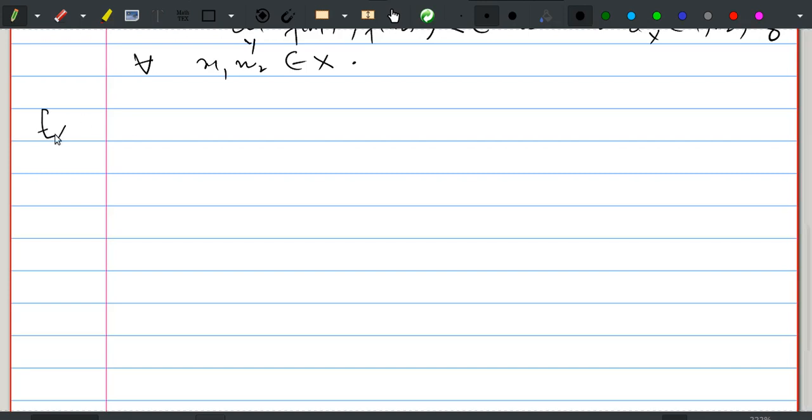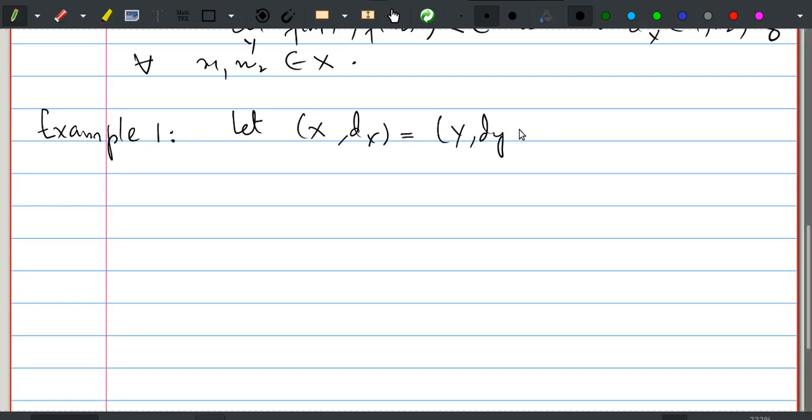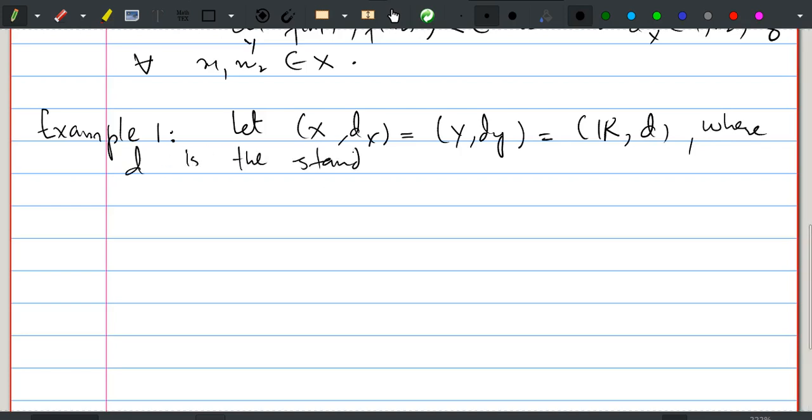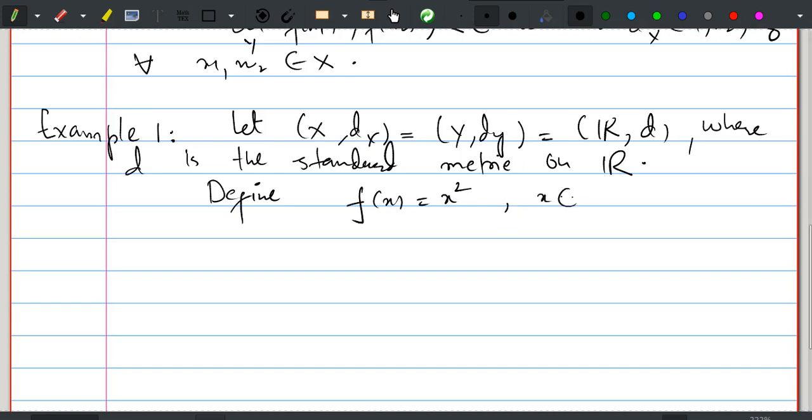So let us take this example 1. Let (X, dx) equal (Y, dy) be the same as (R, d), where X and Y are both equal to the set of real numbers, and dx and dy are the metric d, the usual or standard metric on R. Define f(x) equal to x squared, where x belongs to R. So we will show that this function is not uniformly continuous.